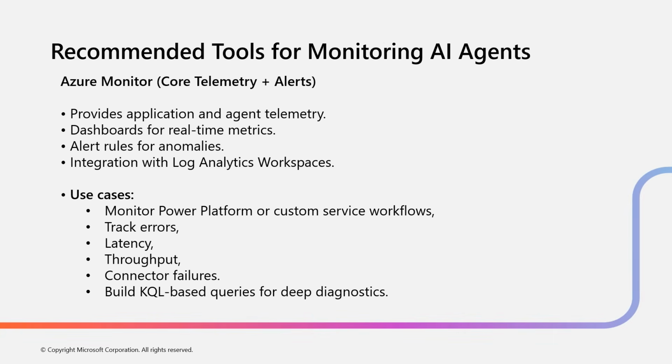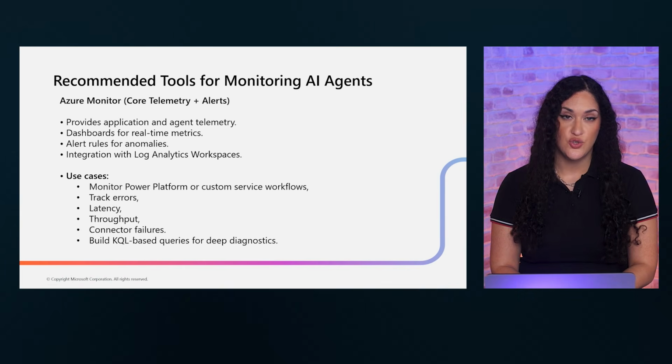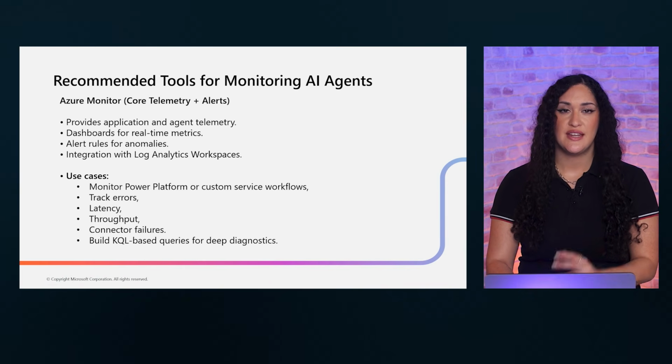Let's talk about the tools you'll actually use. Azure Monitor is your core telemetry and alerting platform. It provides application and agent telemetry, gives you dashboards for real-time metrics, and lets you set alert rules for anomalies. It integrates with log analytics workspaces, which is where the real power lives. And there are a lot of use cases. Azure Monitor is not just a tool, it is the foundation of your observability strategy.